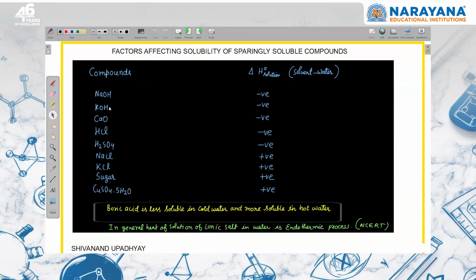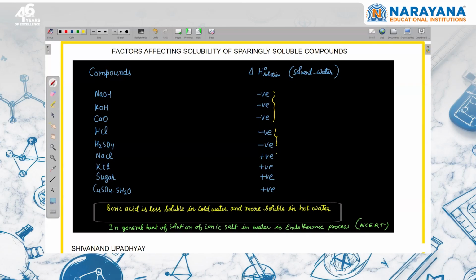This is also a strong base. These are strong bases. So when the strong bases are added to water, this is an exothermic process. Similarly, when HCl is added to water or sulfuric acid is added to water, these are also strong acids. When strong acids are added to water, again, it is an exothermic process. So you know in lab that dissolution of a strong base and a strong acid into water is an exothermic process. Now, dissolution of NaCl, dissolution of potassium chloride, and dissolution of sugar.